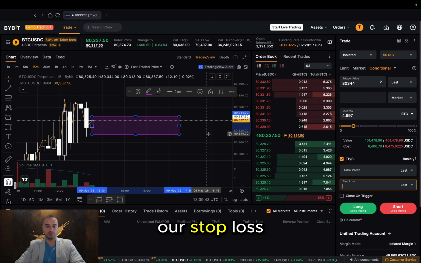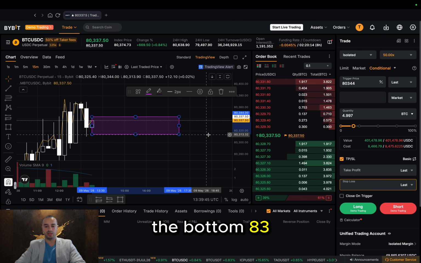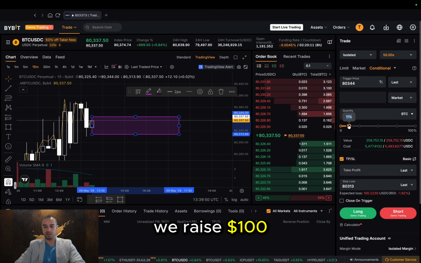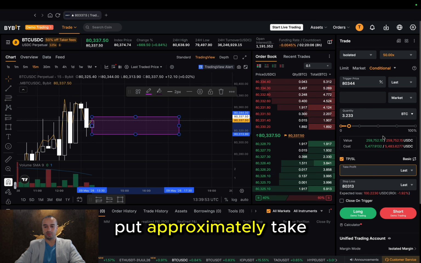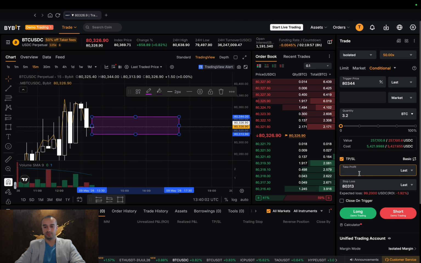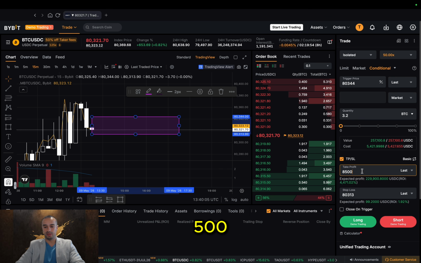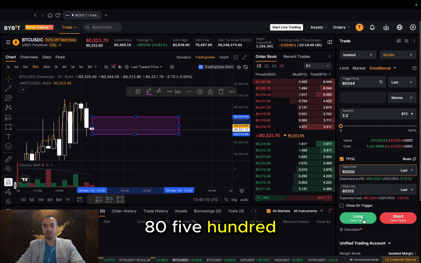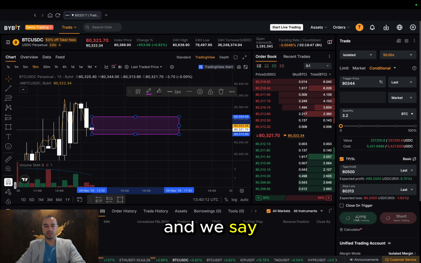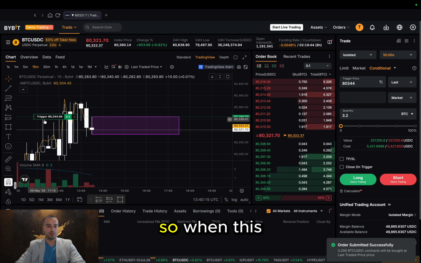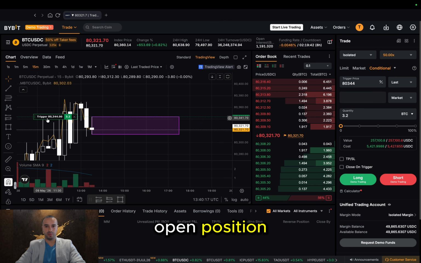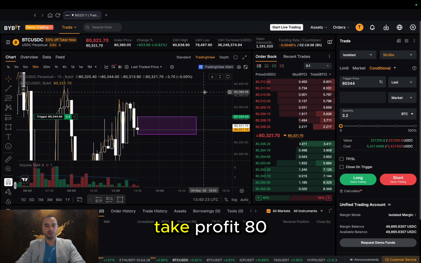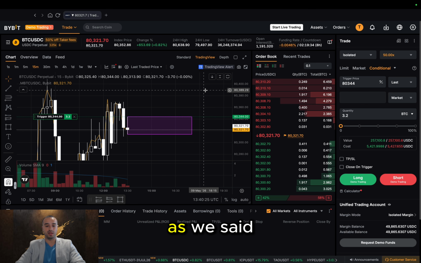Of course, always our stop loss, we put at the bottom, 8313. We risk $100, as we said. Always I will put approximately. Take profit, let's say 8500, and we say long. So when this triggers, it will open a long position. It will set this stop loss here, and the take profit 8500, as we said.